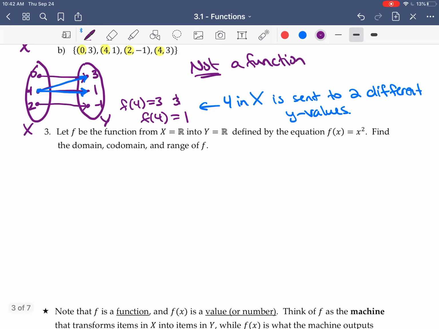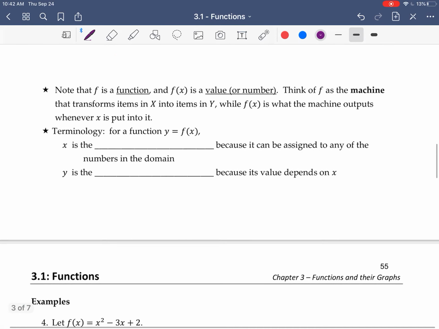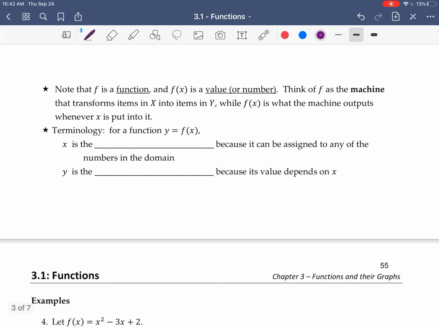I'm going to leave this one for you to do. Let's move on. So f is a function. It's the name of the function. f of x is a value. It's actually the y value. It's the place where the x is sent.